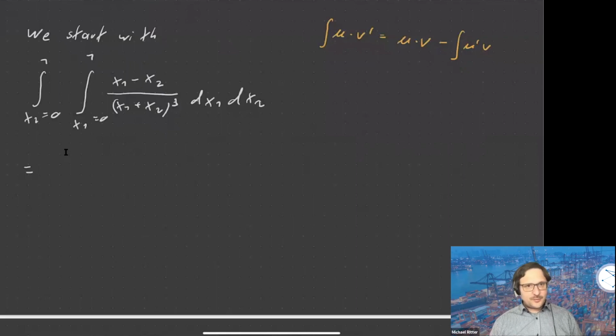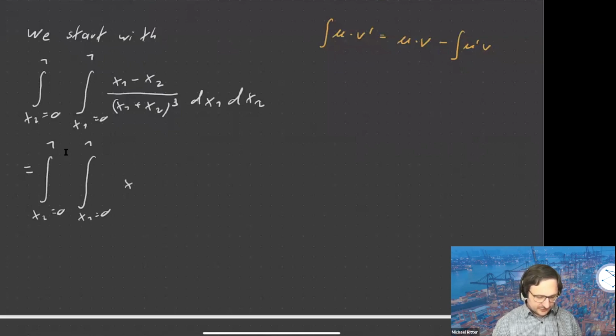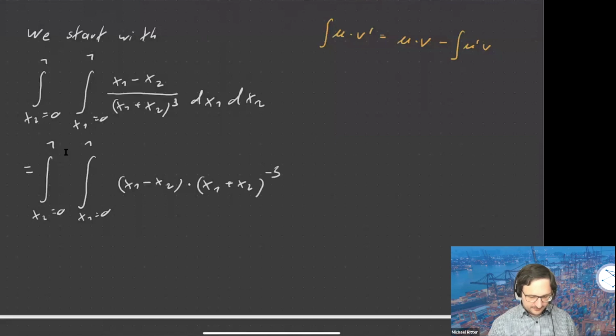Okay, in this case, what we are going to do is write this expression here in the integral. Let me just write down the integrals first. This expression can be written in the form x1 minus x2 times, and then the denominator, and that is x1 plus x2 to the minus 3. I'll write it like this to make integration a little easier to see.